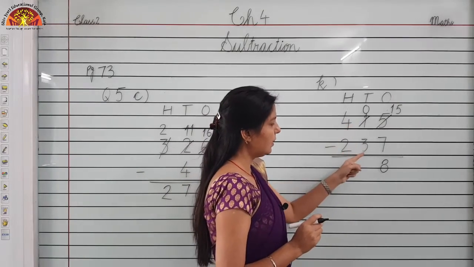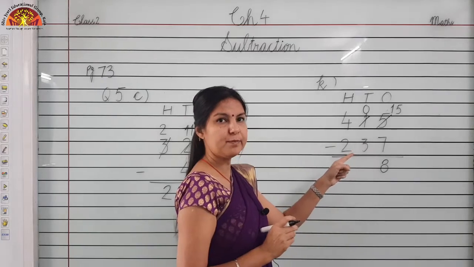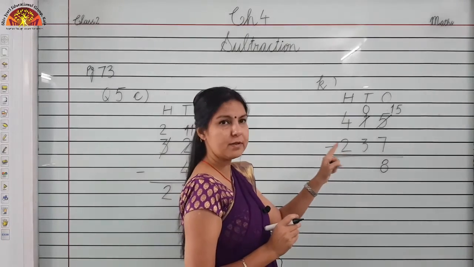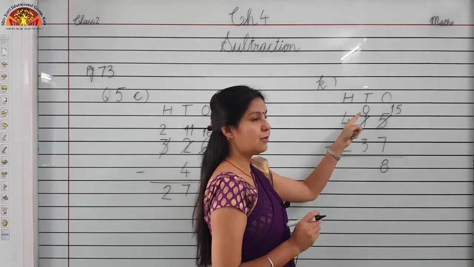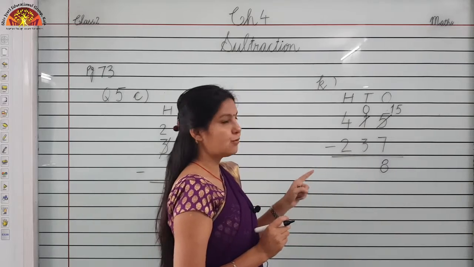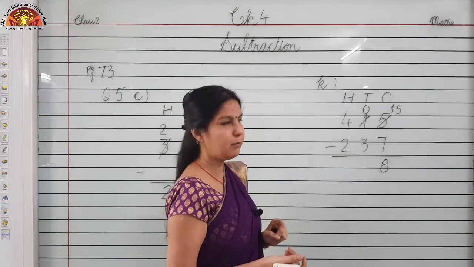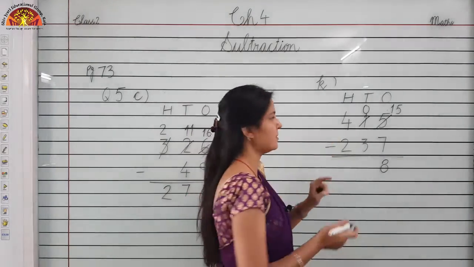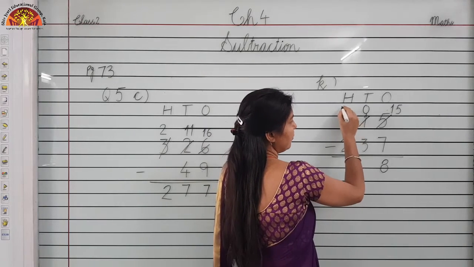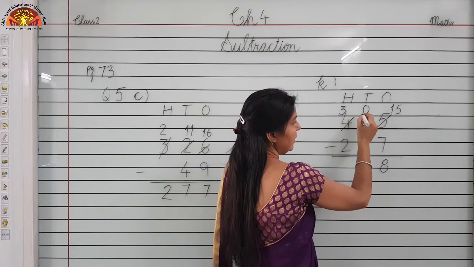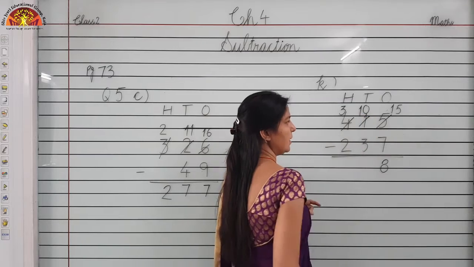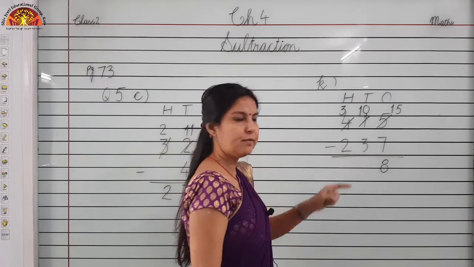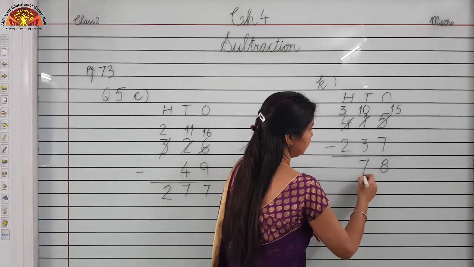Now 0 minus 3. Can we subtract these numbers? No, we cannot subtract these numbers, because 0 is smaller than 3. So what we will do? We will take borrow again from the hundreds place now. So 4 will become 3 and 0 will become 10. Now 10 minus 3 will be 7.